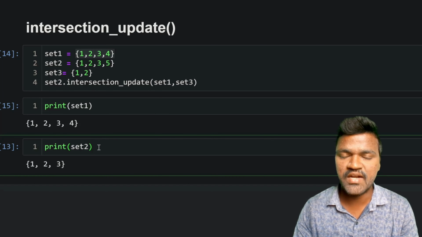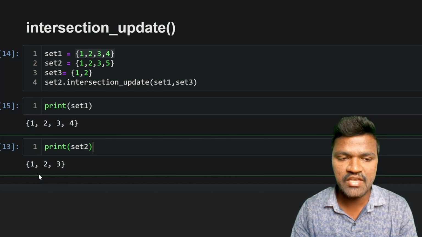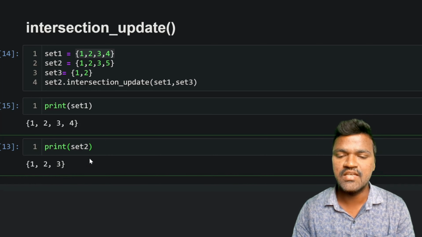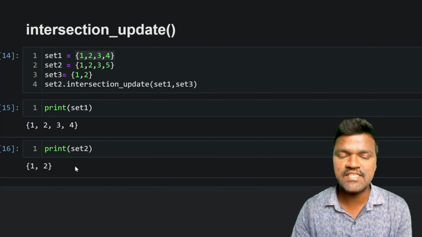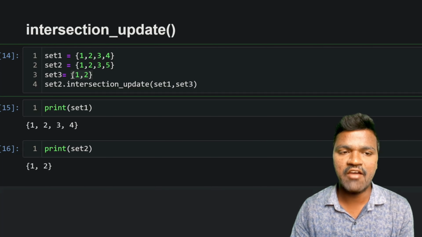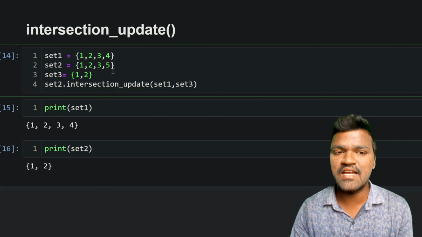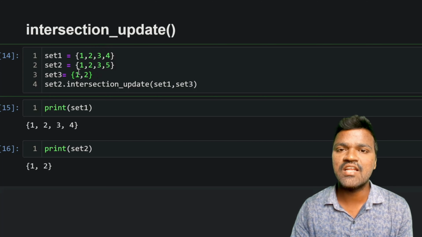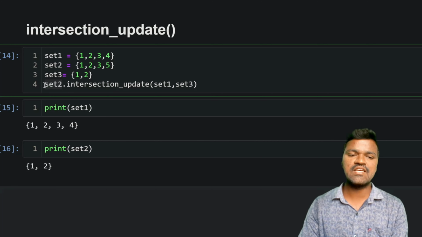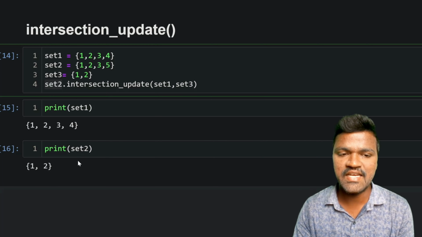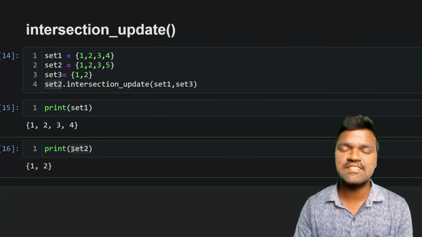If I execute set 2 here, understand carefully, we are having 1, 2, 3. Previously, if I execute this, we are only having 1 and 2. The reason is because in set 3, we are having 1, 2, and as a result, the common elements between set 1, set 2, and set 3 are nothing but 1, 2. That is what we are getting here, because we are updating the result of intersection to set 2, right? So that is the reason we are getting 1, 2 in set 2 while printing it.